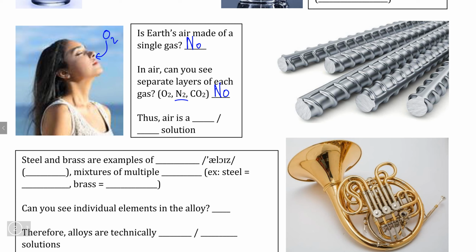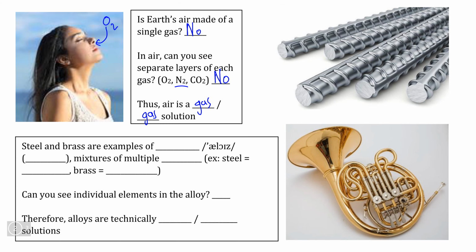So here, because air is actually a mixture of different gases, and since we can't tell where one gas layer begins and the other gas layer ends, we can consider air to be a gas solution, a mixture of certain gases that are effectively dissolved by more numerous gases.